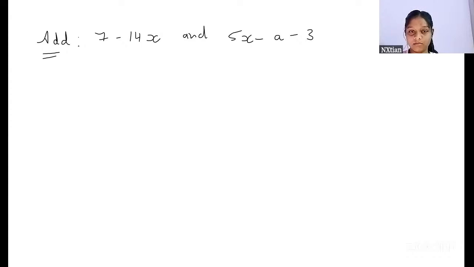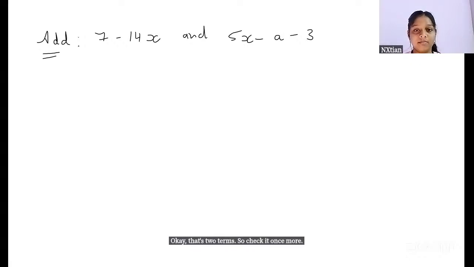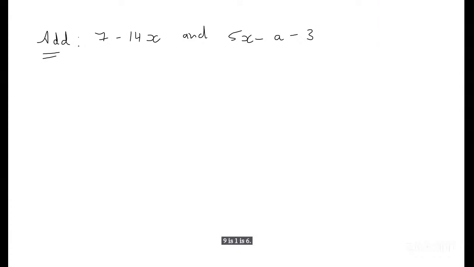Ma'am, now I got 9x minus a. Like I said, you'll get 3 terms. That's 2 terms, so check it once more. I got 9x minus a minus 4. Okay, Simon. Check your signs again, Simon. Check your sign once more.